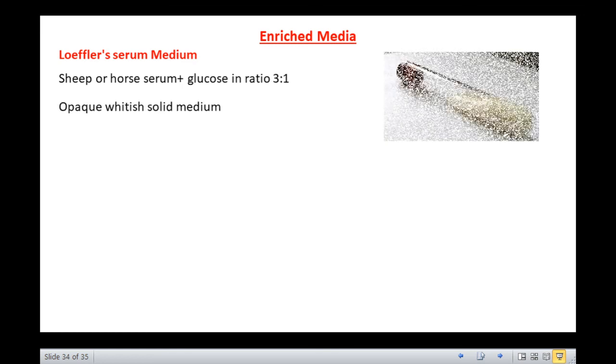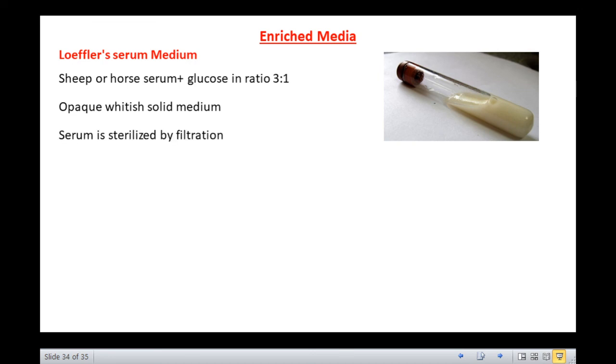The next example of enriched medium is Loeffler's serum medium. The medium is enriched by the addition of sheep or horse serum to glucose in the ratio 3:1. It gives rise to an opaque whitish solid medium. Serum is sterilized by filtration. It is used for cultivation of Corynebacterium diphtheriae.